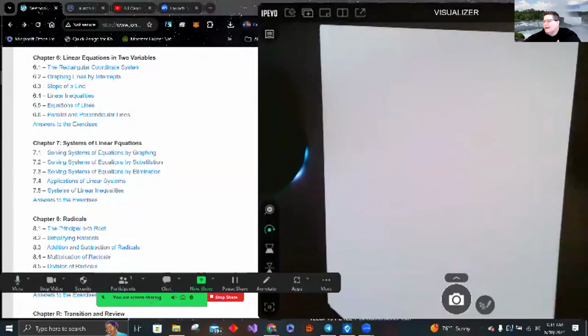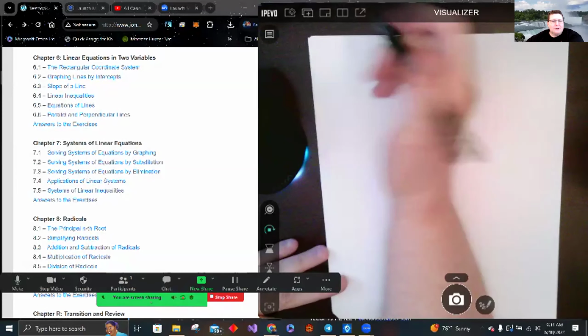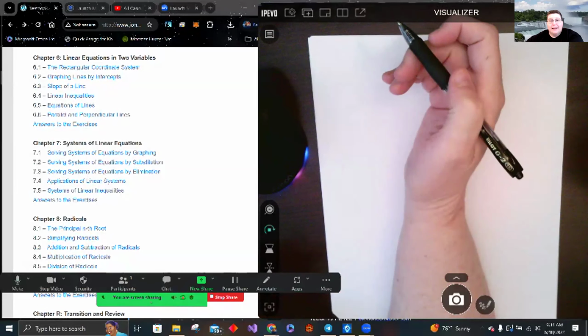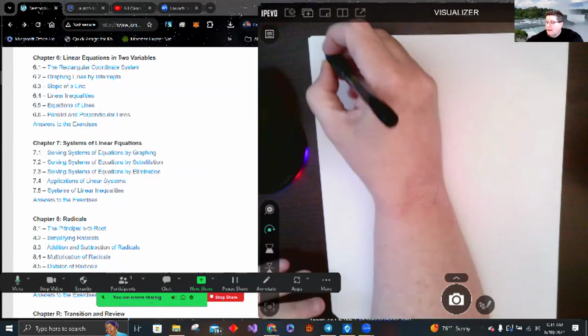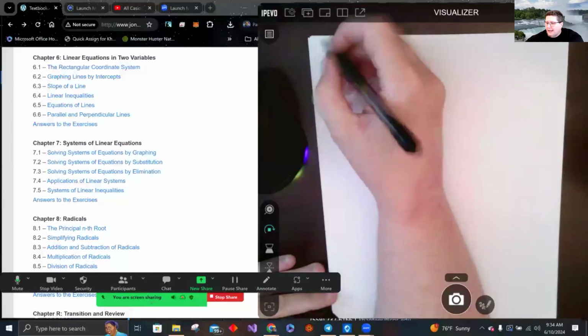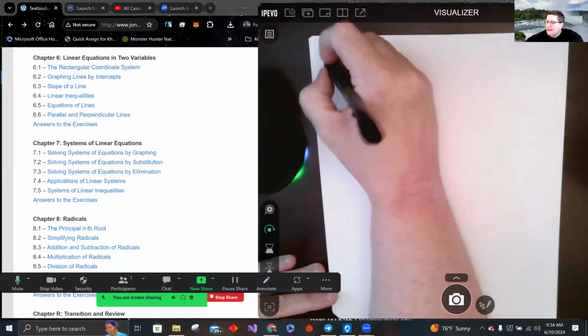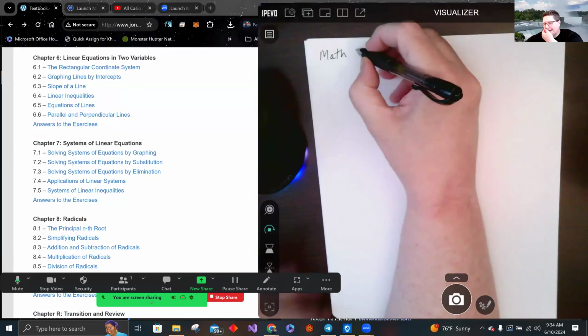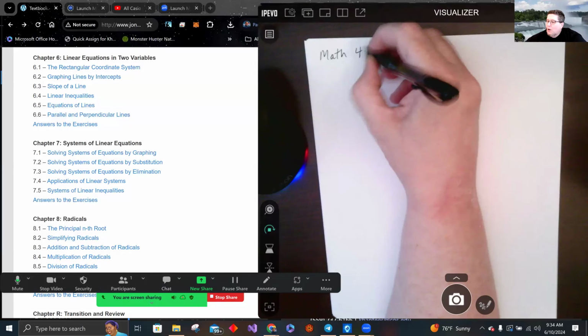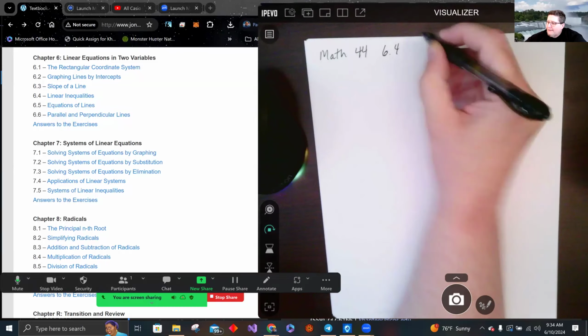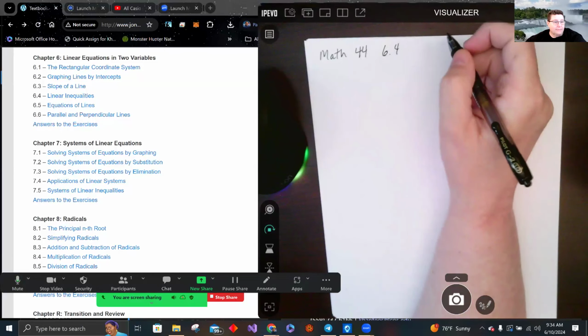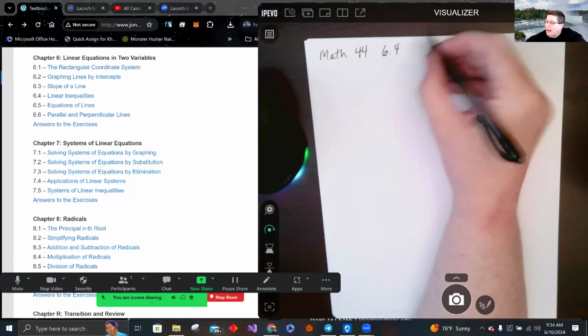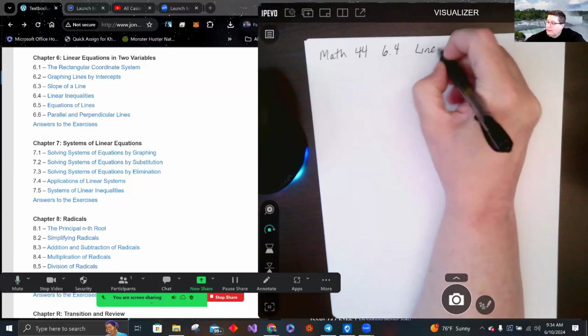Welcome back. So far in chapter 6, we've looked at graphing lines through a couple of methods, and they all come from linear equations. In 6.4, we're actually going to start looking at not linear equations, but linear inequalities, and how graphing them is the same and different. So linear inequalities.